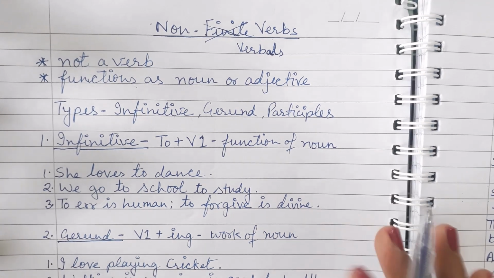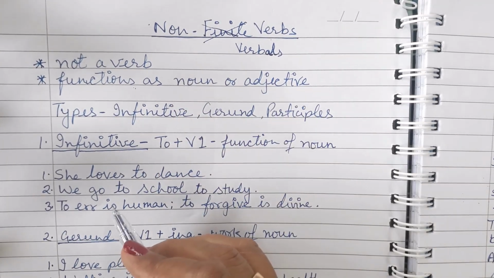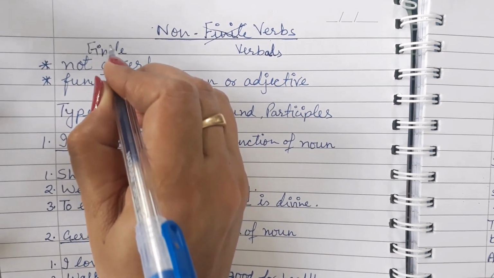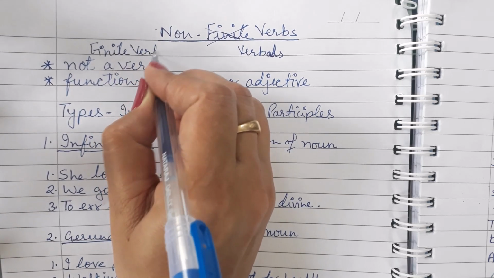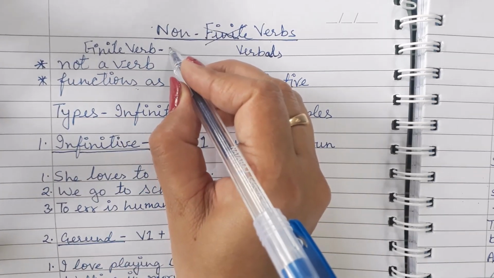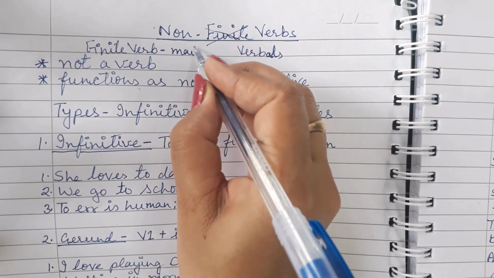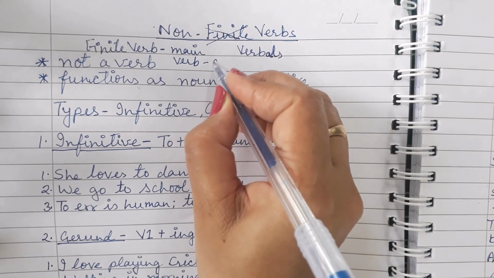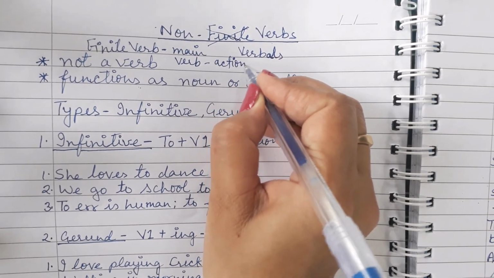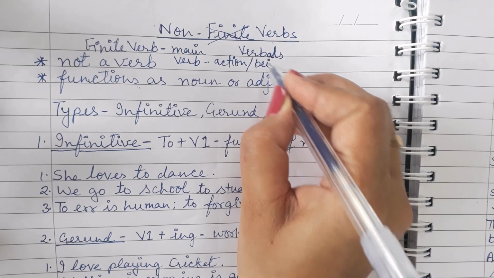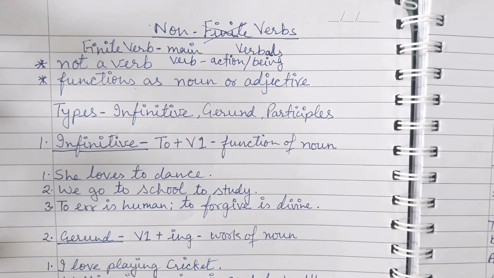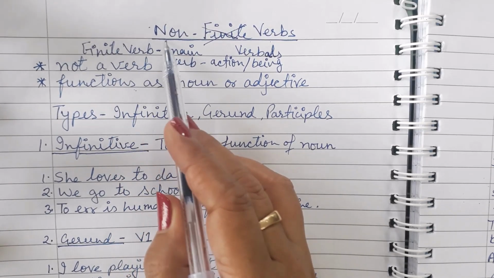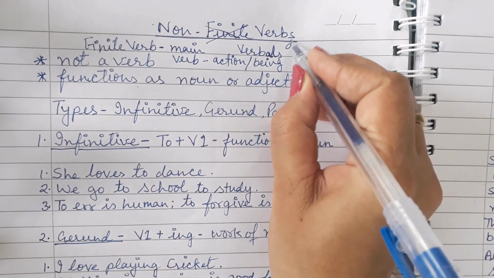Let me tell you the difference between non-finite verb and finite verb. What is a finite verb? A finite verb is the main verb. It denotes action or state of being. One more important difference between finite verb and non-finite verb is that a non-finite verb does not change.